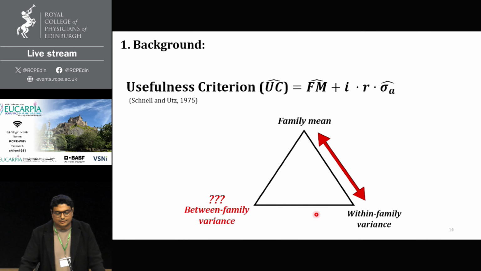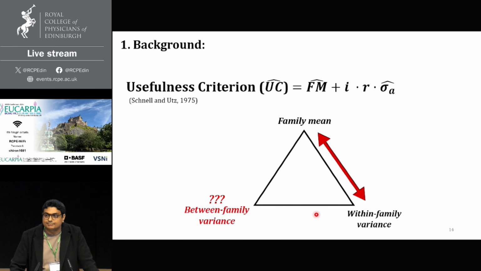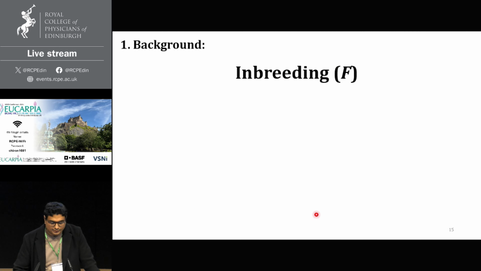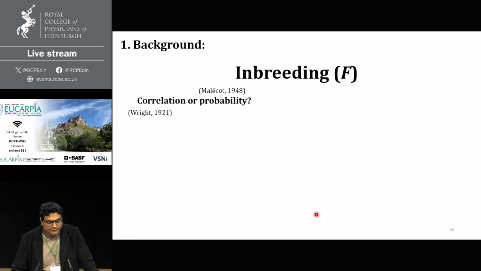So far we have talked about the family mean and within family variance, but how about between family variability, which is what we really want to control? Usually between family variability is formulated in terms of inbreeding. And inbreeding is a very complex concept with lots of definitions. Is it a correlation as described by Wright, or a probability as Malécot said?